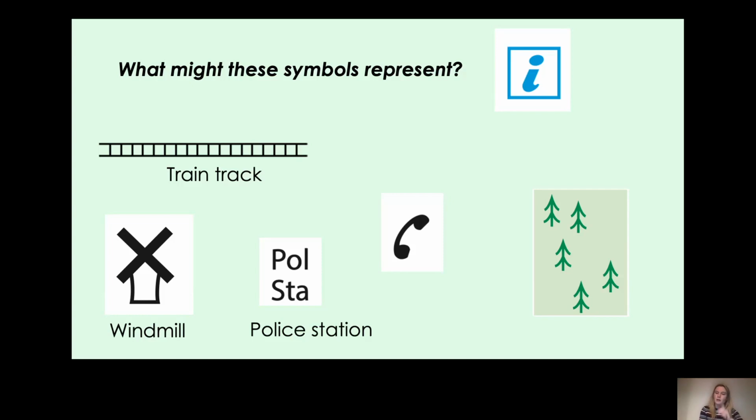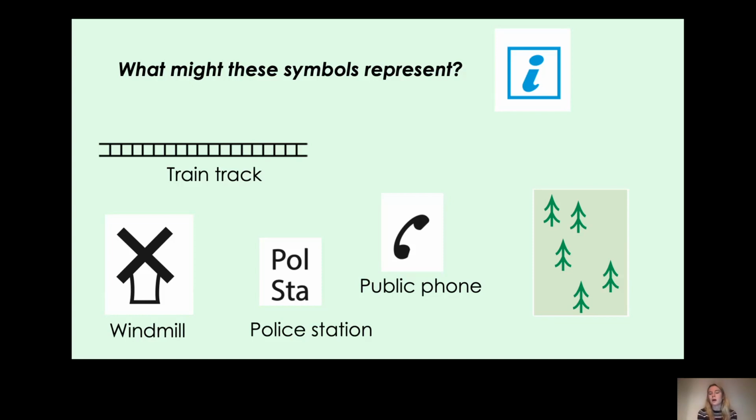Fantastic. Now we have a phone here. Now, what does that phone symbol represent? What do you think? Why would we need to look for a phone on an Ordnance Survey map? Well, yes, it's a public phone. So when you're out walking, if you need to use a phone, you can look on an Ordnance Survey map and find this symbol and it will lead you to a public phone that anybody can use.